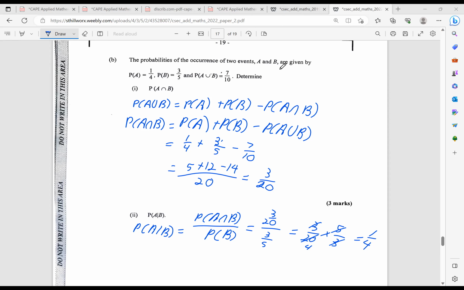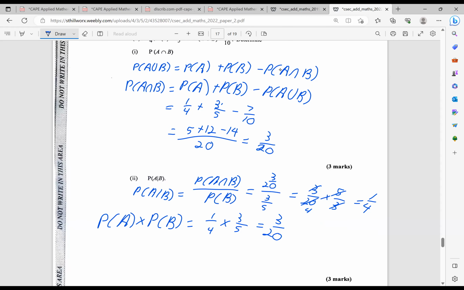Yes, it is independent. So remember, to prove independence, you find the probability of A times the probability of B, which is 1 over 4 times 3 over 5. This is 3 over 20. And that is indeed equal to the probability of A intersect B. Therefore, they are independent. They love to bring this independence type of question. So always multiply. Just remember that. All right, let's take that down.